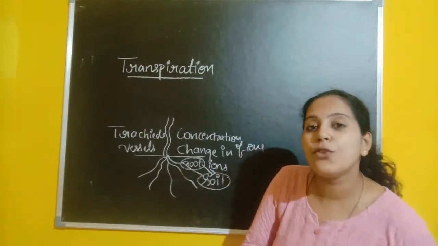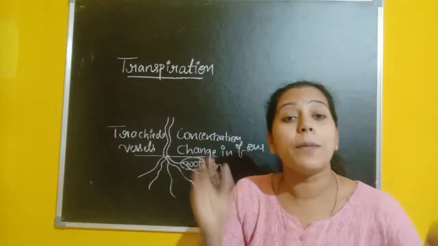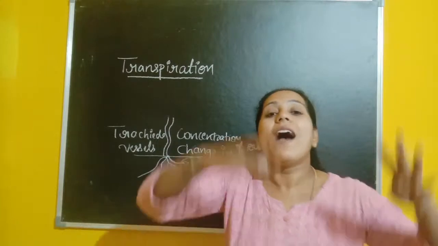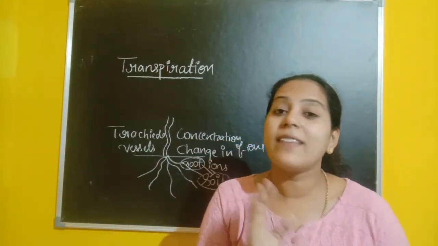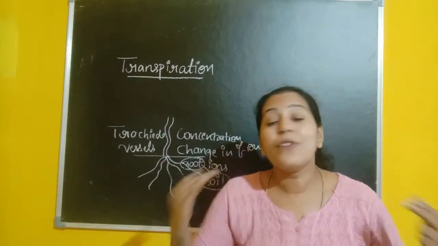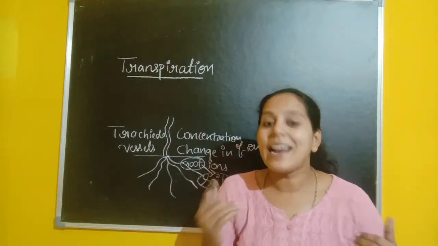But this diffusion of water is not possible to a plant or a tree if its height is very large. So how do these plants take up the water and minerals to different parts of the plant body? That is my next question.